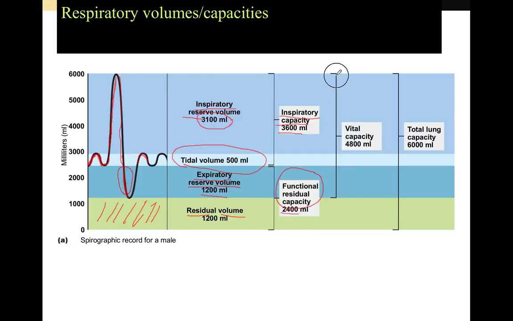And all of the air that you can basically move in and out of your lung, which is IRV, tidal volume, and expiratory reserve volume, is referred to as the vital capacity. That's about 4,800 milliliters. Total lung capacity is all of the air that is inside the lungs that can be gained or lost through expiration and inhalation. The total lung capacity is about 6,000 milliliters or 6 liters for a healthy adult male.